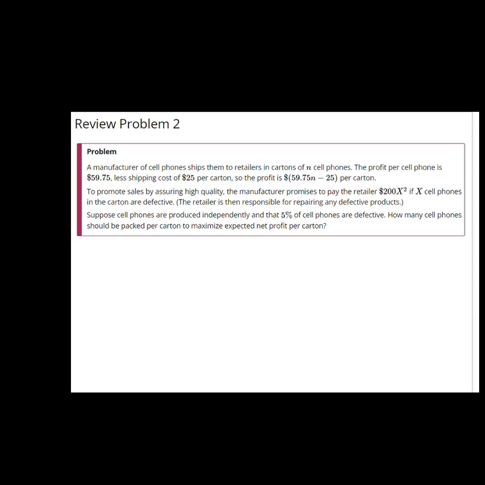Review problem 2. Here's a somewhat more challenging problem. The manufacturer of cell phones ships them to retailers in cartons of n cell phones. Profit per cell phone is $59.75, less a shipping cost of $25 per carton. So we can write down what the total profit is. It's $59.75 n minus $25, where n, remember, is the number of cell phones in a carton.